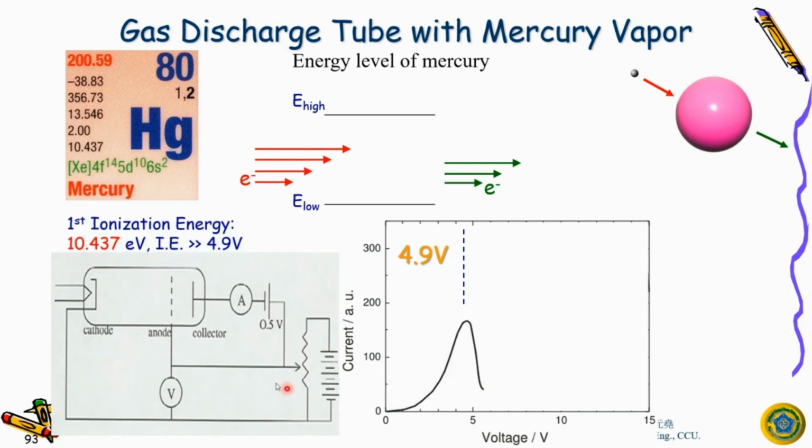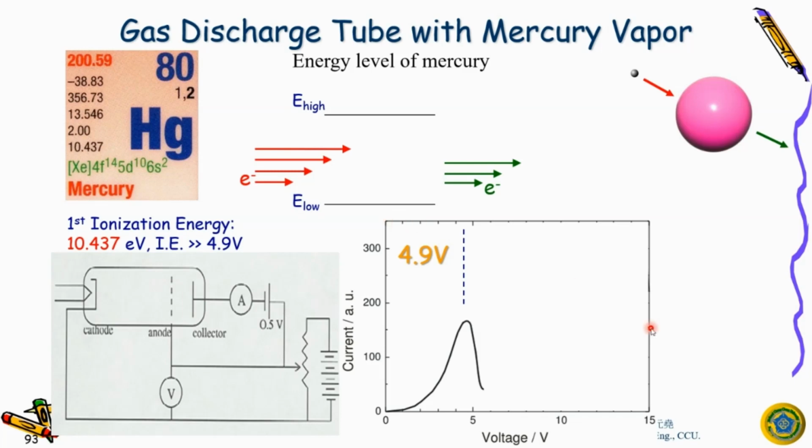And we understand this is not the ionization energy, because the first ionization energy is about 10 electron volt, and we only have 4.9 electron volt. The energy is not enough to ionize the electron. So we understand this is the transition of the electron, transferring the energy of the electron to the photon energy.